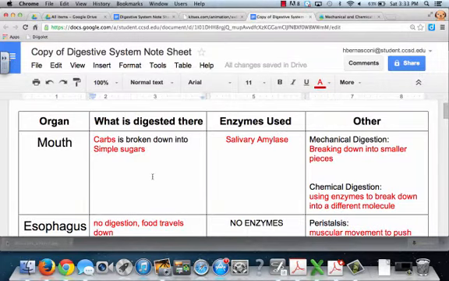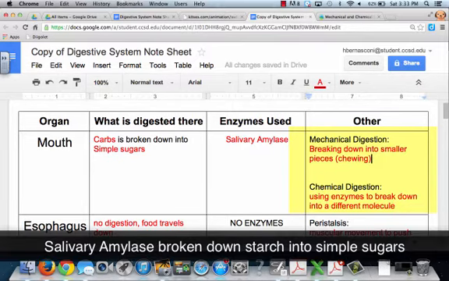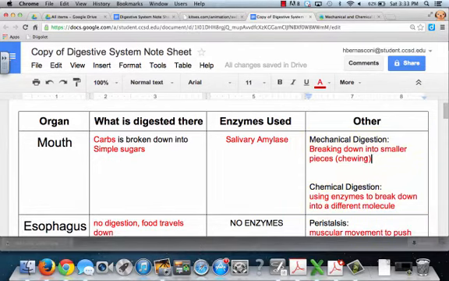We have carbs broken down into simple sugars. Salivary amylase is used. And then two things happened, mechanical digestion and chemical digestion. Mechanical is breaking down into smaller pieces. That is your chewing. Let me write that down. And chemical digestion is using enzymes to break down into a different molecule. For example, salivary amylase broke down starch and made it into a simple sugar. It literally converted it into a different molecule.